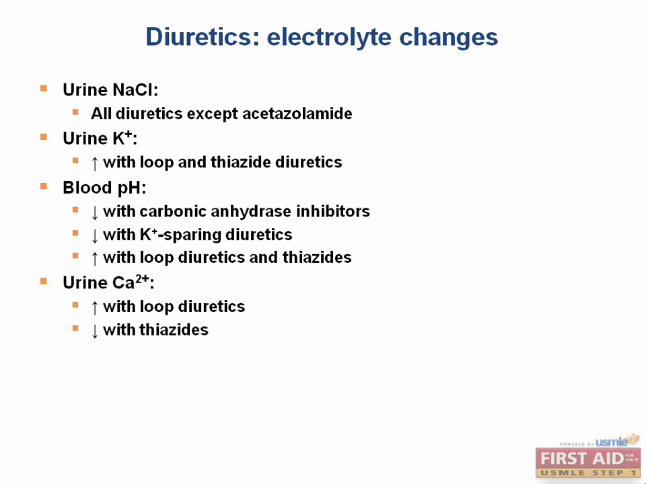Urine calcium depends on its paracellular reabsorption. Urine calcium is increased with loop diuretics because they decrease reabsorption. In contrast, urine calcium is decreased with thiazide diuretics because they increase this reabsorption.